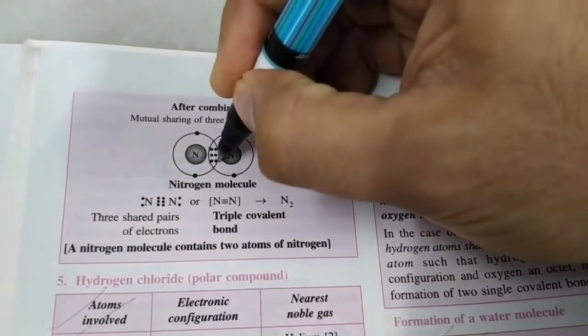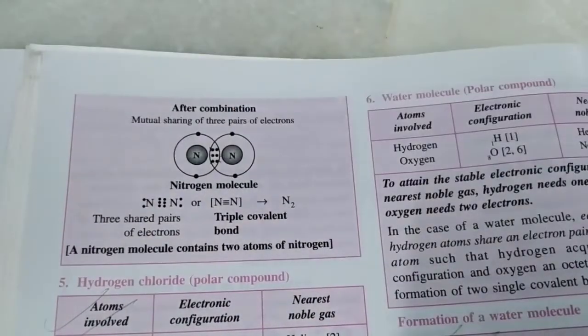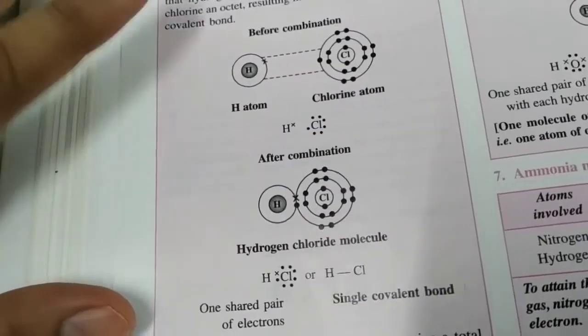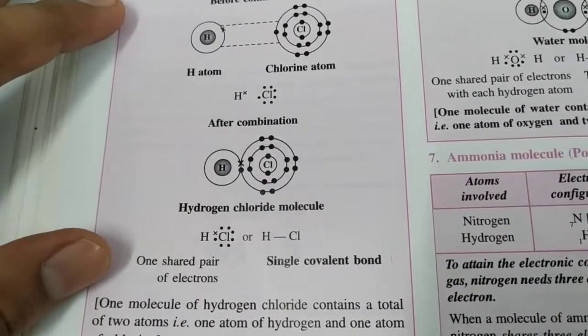1, 2, 3 here and 1, 2, 3 here. And show the inner orbits as well. Then we have hydrogen chloride. They have a single covalent bond. However, there's something special about HCl.